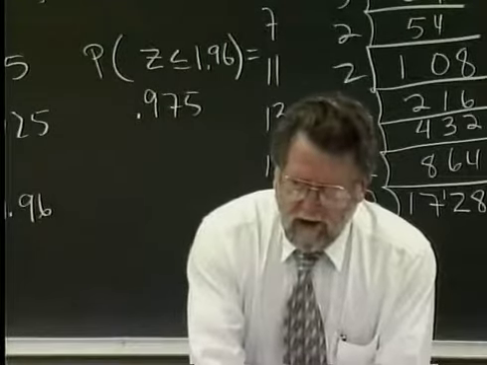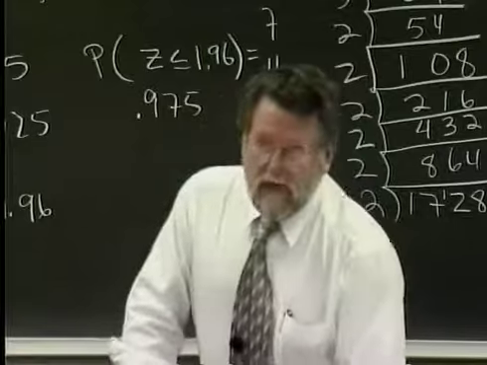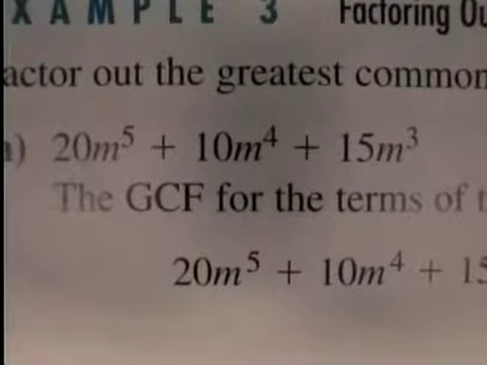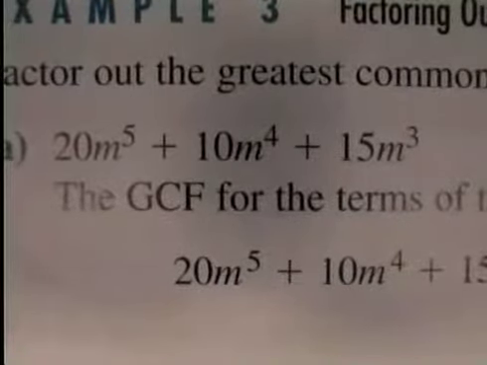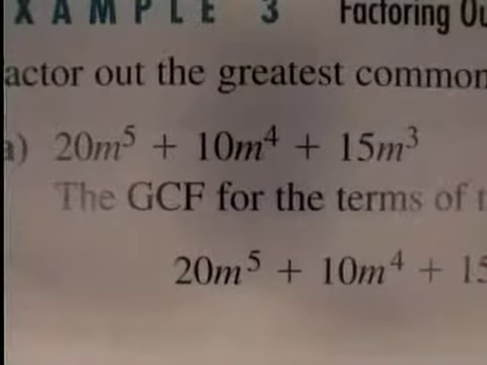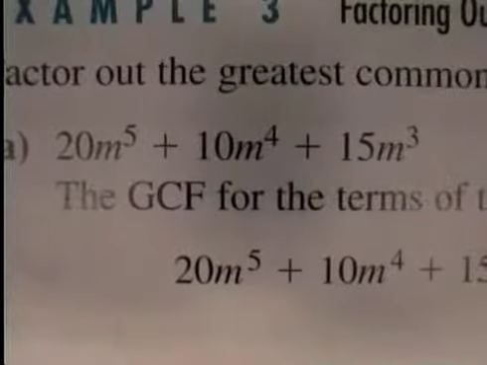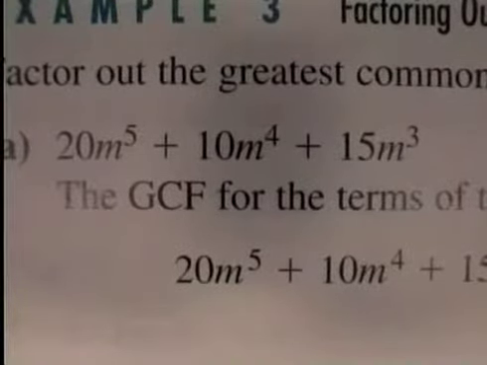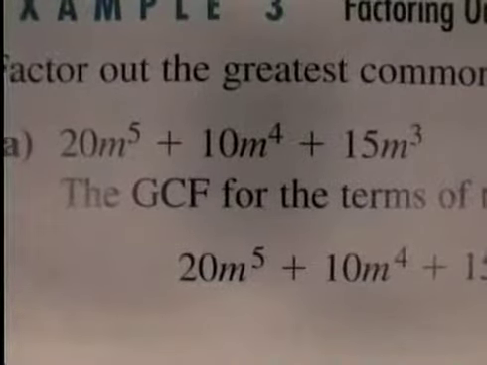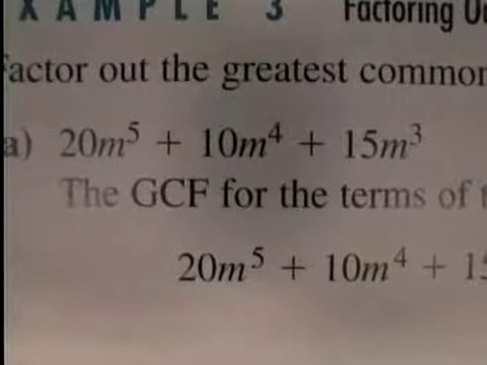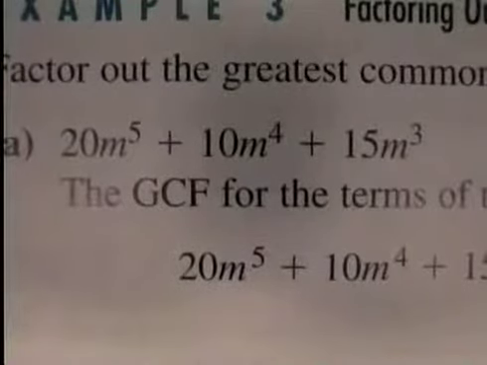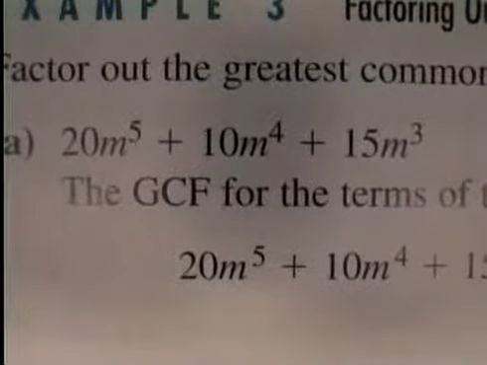Now, in the same way, if I look at a little more complicated expression, this is on 292. Now, I have 3 terms. This is an example 3, I believe. We have a 20m to the 5th, a 10m to the 4th, and a 15m to the 3rd. What I hope you see is a common 5. Now, you technically could write 10 as 2 times 5, that's in primes, 15 as 3 times 5, but 20 in prime form is 2 times 2 times 5. I hope you see the common 5. Also, I hope you see the m to the 3rd that is common in each part.